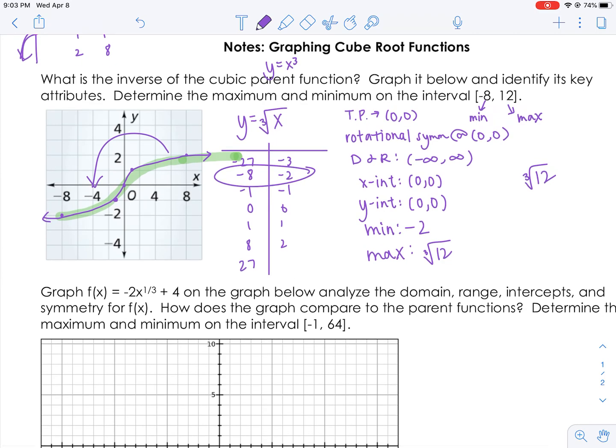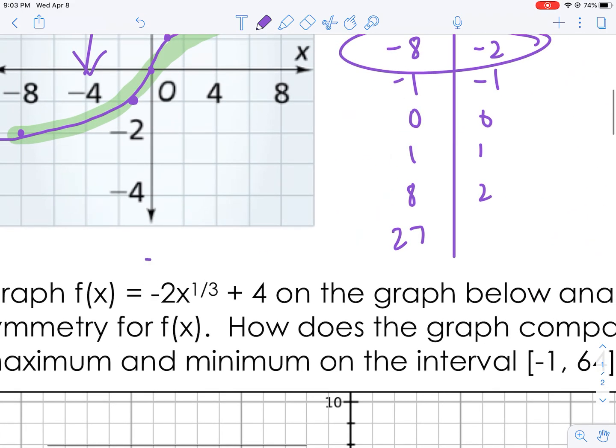So now we're going to graph another one. So now we're going to graph -2x to the 1/3 plus 4. That 1/3 is just the cube root. It's just -2 times the cube root of x. It's not inside the cube root. It's just on the x part. If it were inside, then that would be in parentheses. Just a little side note. Anyways, so that's just like saying this right here.